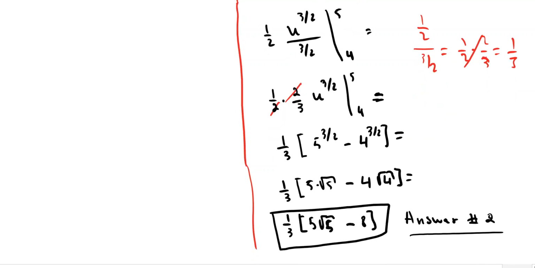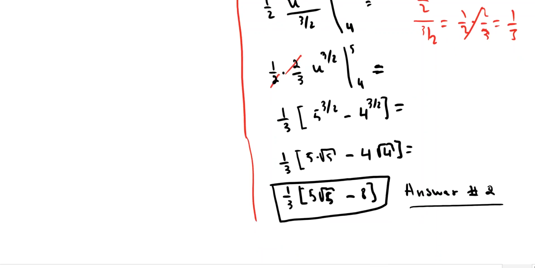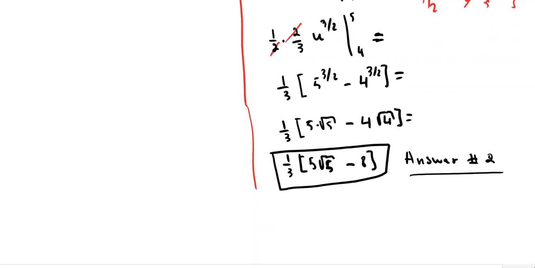So then you evaluate u at 5 and also at 4 and subtract the answers. You get 5 square root of 5 minus 4 square root of 4. The square root of 4 is 2, so 2 times 4 is 8. So you end up with this answer.